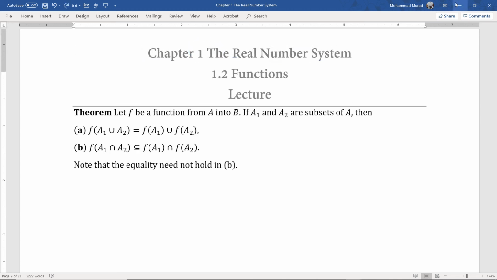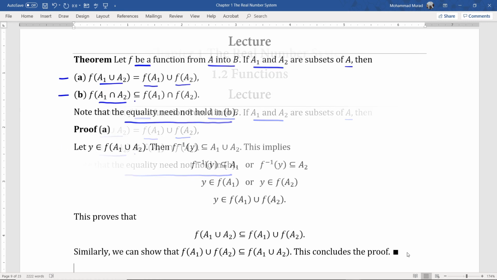Theorem: let f be a function from a set A into B. If A1 and A2 are subsets of A, then the following statements hold true. A: f of A1 union A2 equals f of A1 union f of A2. So we can simply distribute f over the union of the sets A1 and A2. But the second statement says f of A1 intersection A2 is a subset of f of A1 intersection f of A2. The equality need not hold in the second statement. Let's try to prove this.